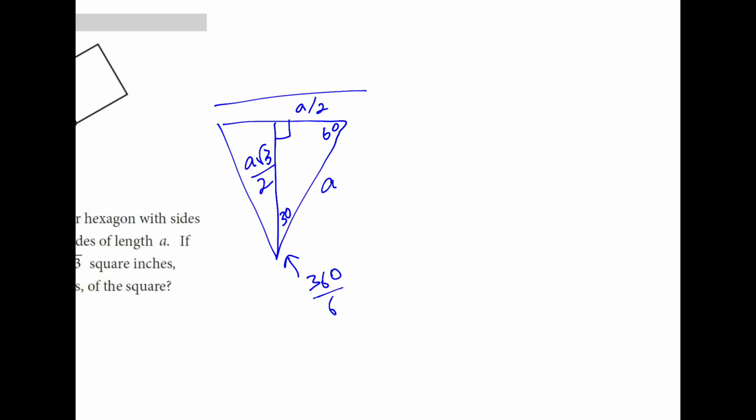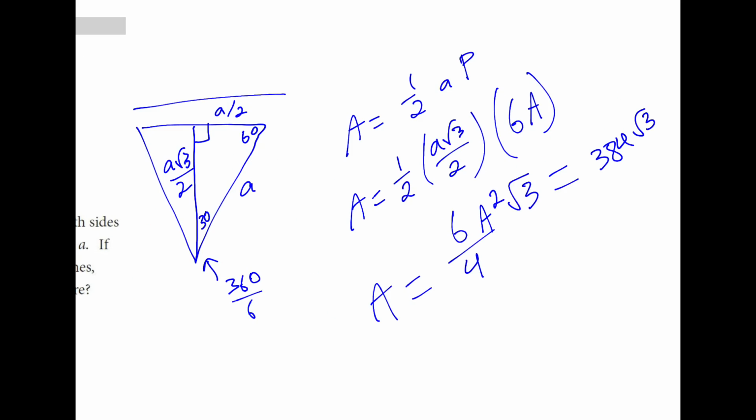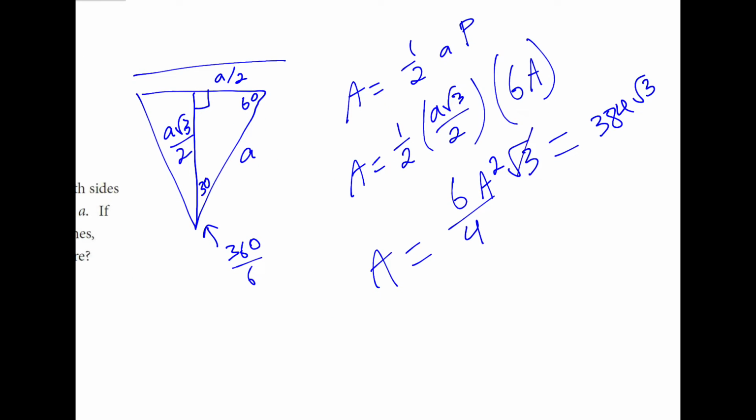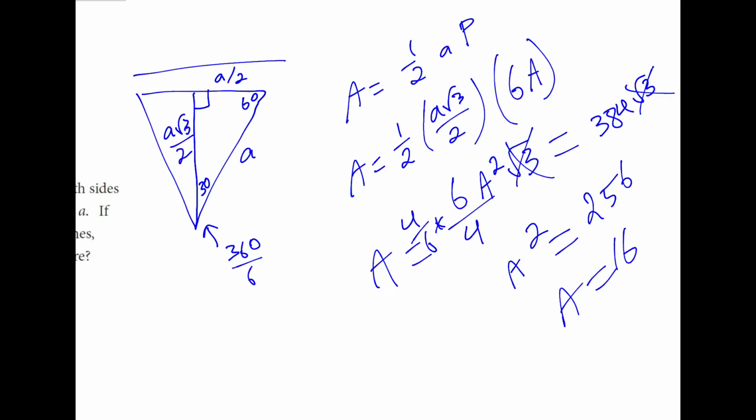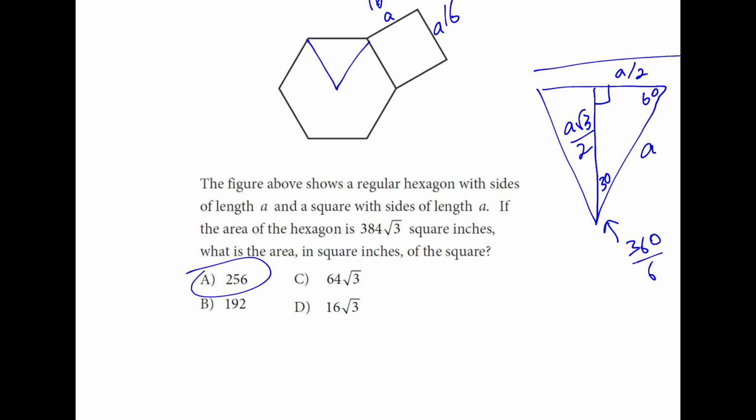So now I can use the formula for the area of a regular polygon, which is 1/2 times the apothem times the perimeter. So here this will be 1/2 times A root 3 over 2, and the perimeter is going to be 6A. So if I plug in and combine, and now I can cross out root 3, and I'm going to multiply both sides by 4 over 6, and I get that A squared is equal to 256, or in other words, A is equal to 16. So let's go back over here. They tell me the length of one side is A, so this turns out to be 16. So I just take 16 squared, and the answer is A.